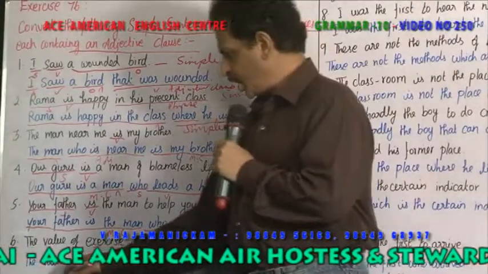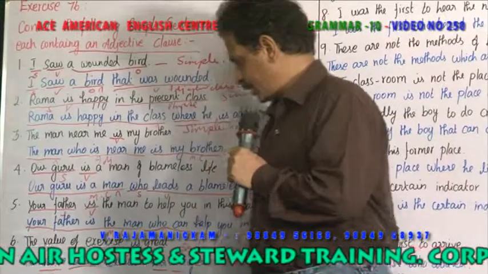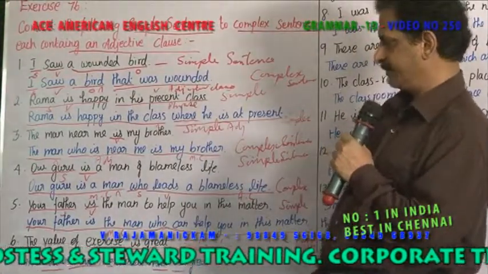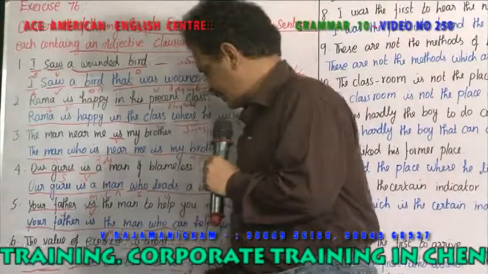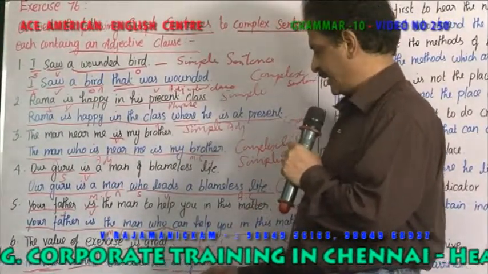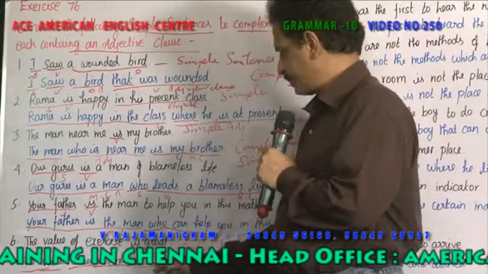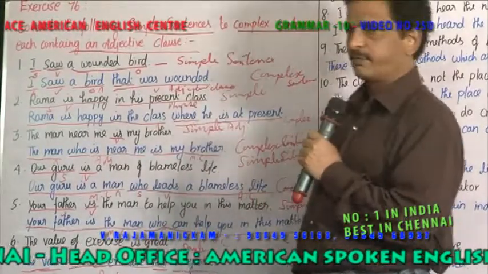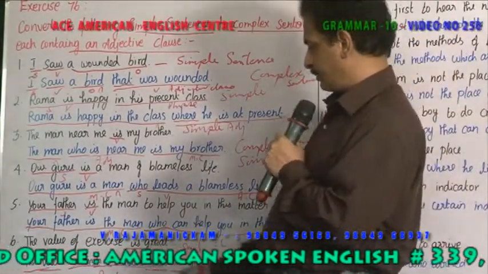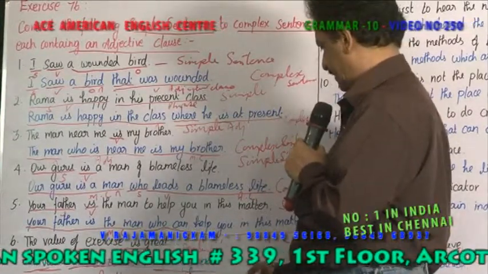"Which" stands for what? "Which" stands for the noun value. So the value is great. This is the main sentence, the main clause. "Which exercise has" becomes an adjective clause. This "which" stands for the value. So this becomes a complex sentence.